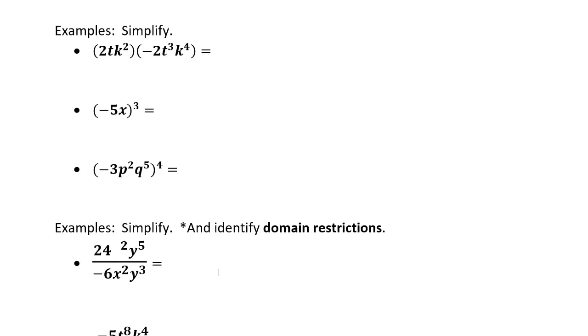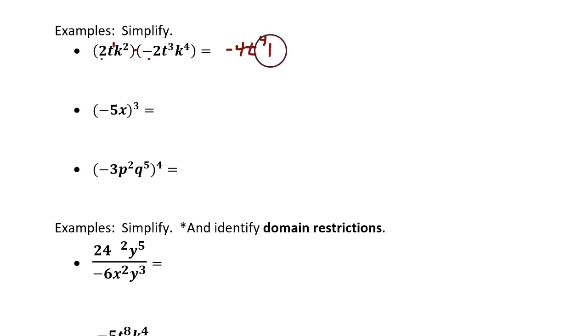Let's try some examples. Simplify this multiplication problem. Start with the numerical coefficient. 2 times negative 2. That's negative 4. Then, when working with the variables, apply the appropriate exponent laws. t to the first power times t to the third is t to the what? It's t to the fourth, because when you multiply variables, you add the exponents.